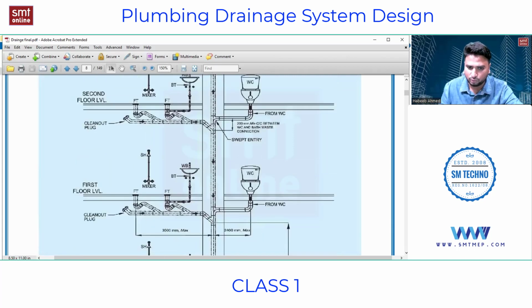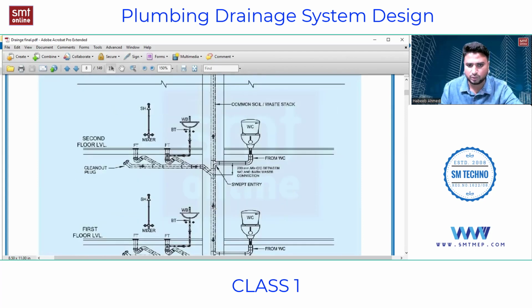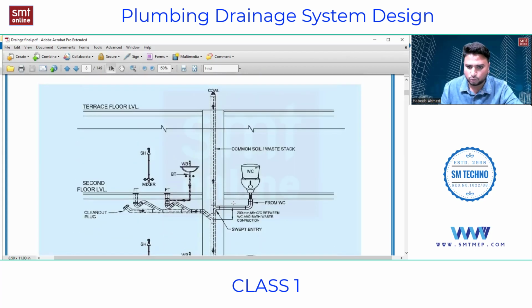Likewise on the same floor, likewise on the next floor also. So it should be done like this. Okay. And as I said, this is not only carrying the drain of both the sewage and the excreta, it is also acting as a ventilation pipe.